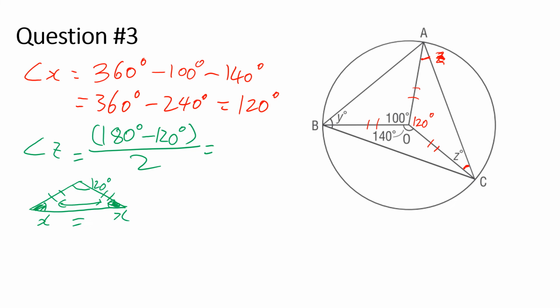So by inverse operation, we get the conclusion that the unknown angle is just finished up by dividing by 2. Let's go with that. 180 minus 120 is 60 degrees, and divided by 2, that means Z we found as 30 degrees.